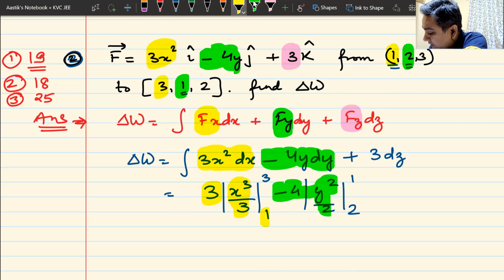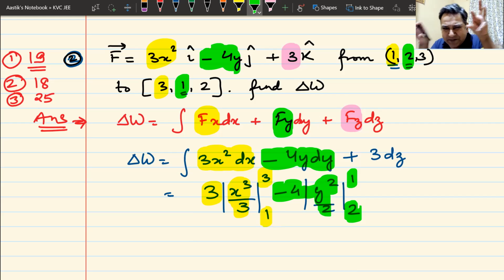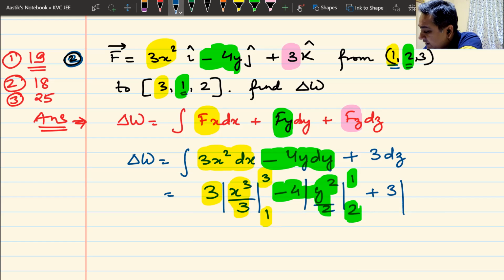I also mark those limits in yellow and green so that you understand from where I have got those limits for you. The last thing, I don't have to integrate this, I can write it straight away, but again, if I mix two things, I will just get confused. I have a very small brain, so I'll just write it as plus 3 integral of dz. As you can see, integral of dz, 3 will come out, integral of dz is simply z. So I will write 3z and I will put the limits.